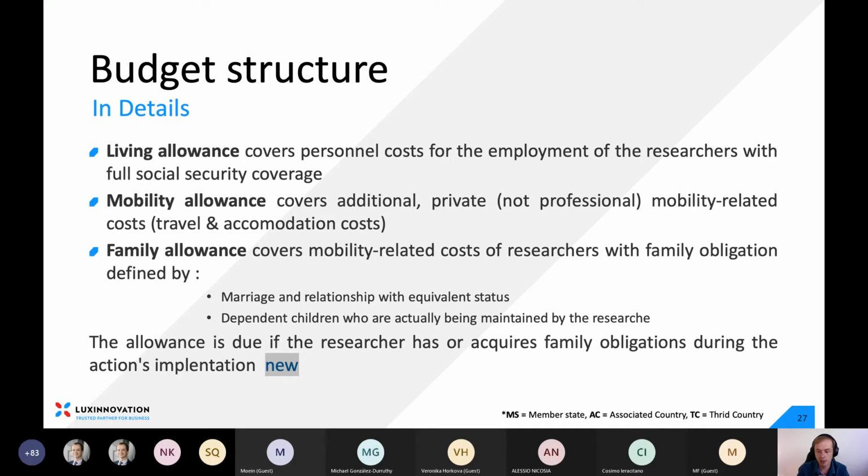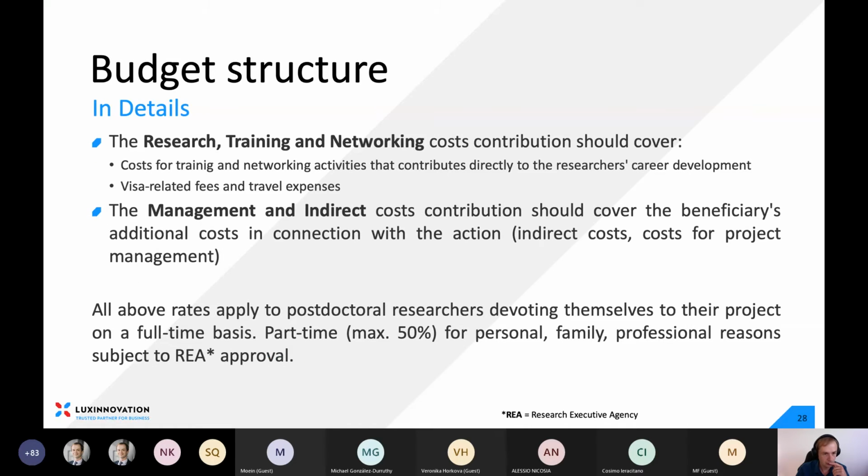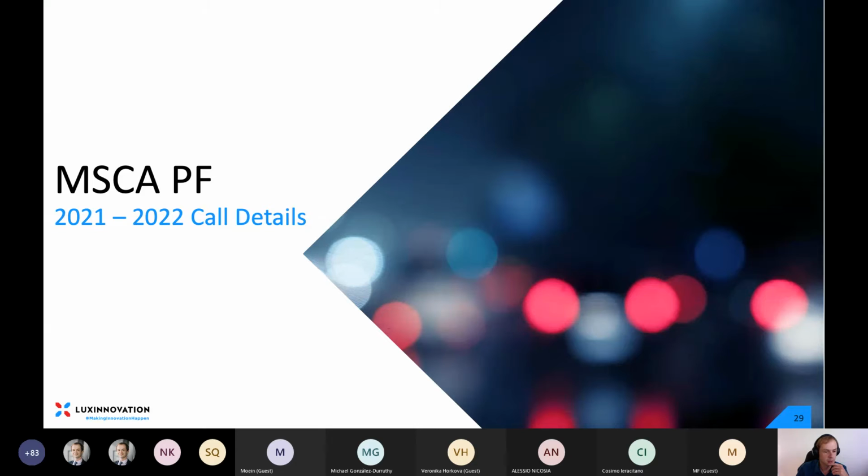And what's new, and this is great, is that if this changes in the course of your project, it will change also. So in the past, it used to be the case that if you got married or had a child the day after the call deadline, you would not get this money. If you had it the day before, you would get the money throughout the proposal. Or if you got a divorce, you would still continue to get the money. Now this is changing for the better or for the worse, but I think at least it's fair. Research, training, networking. This covers basically most of the expenditures. Also visa-related fees, for example, or travel expenses. And that's what I wanted to tell you about here.